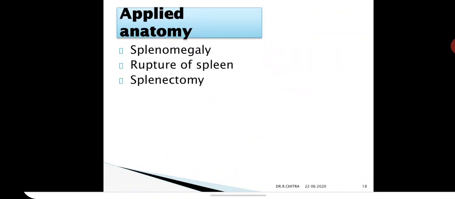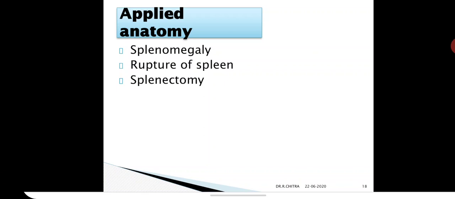Applied anatomy of the spleen: splenomegaly, enlargement of the spleen, is common in many clinical conditions, especially in our country. Malaria is the commonest cause of splenomegaly. Rupture of the spleen may also be possible in splenomegaly. Surgical removal of the spleen is called splenectomy. So this completes this topic.